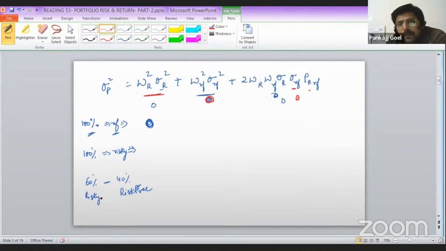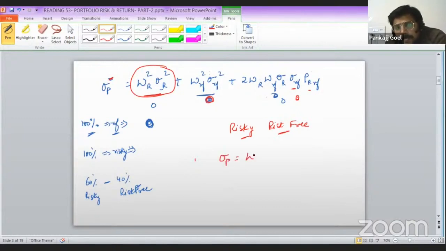So actually what will happen? I can say, if I combine a risk-free asset with a risky asset, it depends upon how much we are investing. So actually we will be left with only this. And if we remove the square, if we want to talk about the standard deviation, we are left with the weightage of risky into the standard deviation of risky only. Is this point clear? So if we combine a risk-free asset and a risky asset, my portfolio standard deviation is simply the weightage of risky into the standard deviation of risky, because the rest of the equation will become zero.